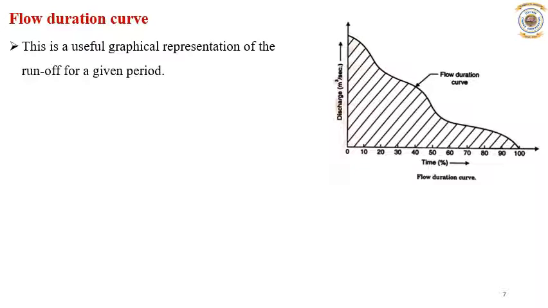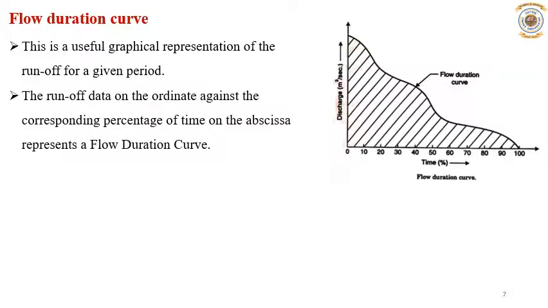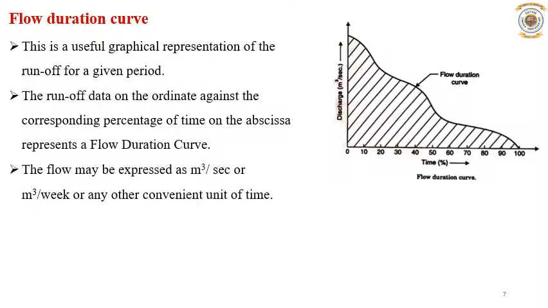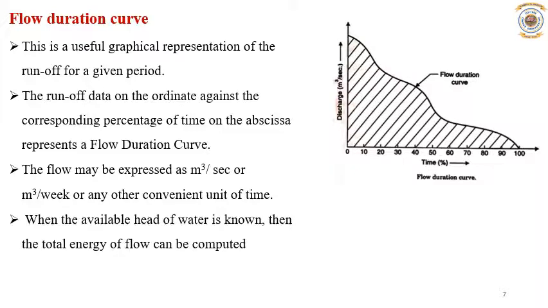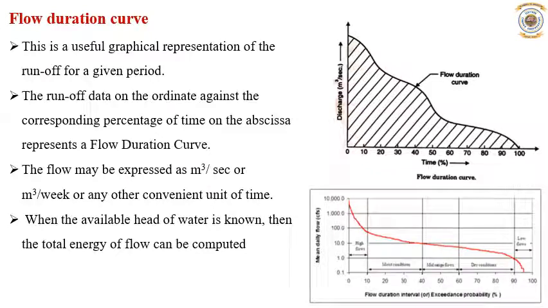Then if the magnitude on the ordinate is the potential power contained in the stream flow, then the curve is known as the flow power duration curve. It is a very useful tool to analyze the development of water power. Runoff data on the ordinate against the corresponding percentage time on the abscissa represent the flow duration curve. The flow may be expressed in meter cube per second or meter cube per week or any other convenient time. When the available head of water is known, then the total energy can be computed.